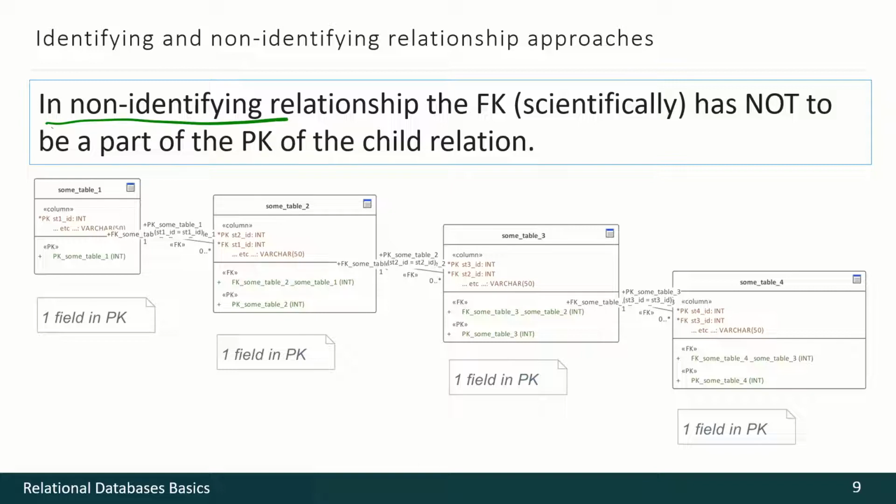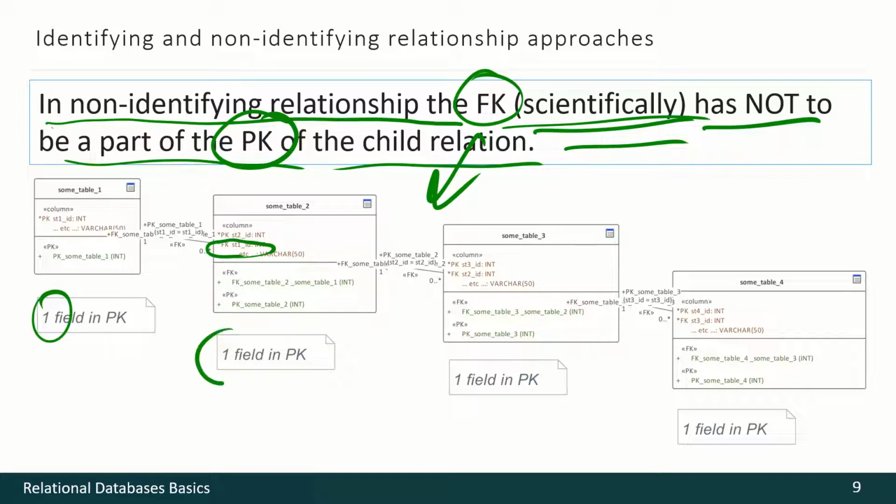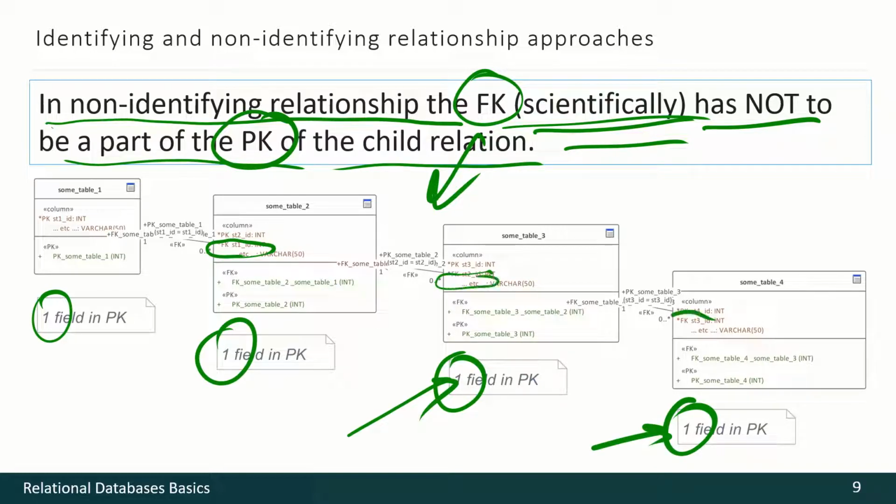With non-identifying relationships, once again scientifically, the foreign key does not have to be a part of the primary key of the child relation. So here is the situation. Here is our foreign key, and the primary key here, here, here, and here consists of one field only, because here is the foreign key, and the primary key as a separate field. It also has some pros and cons.